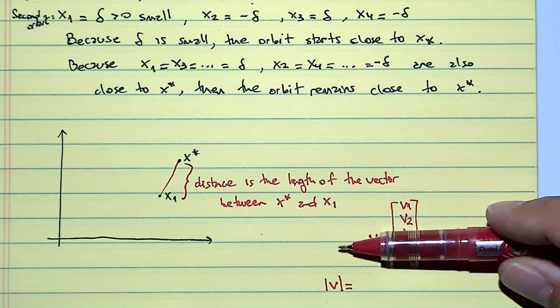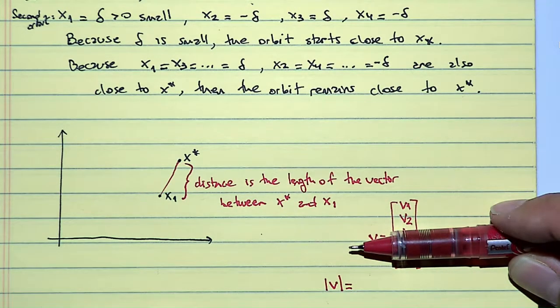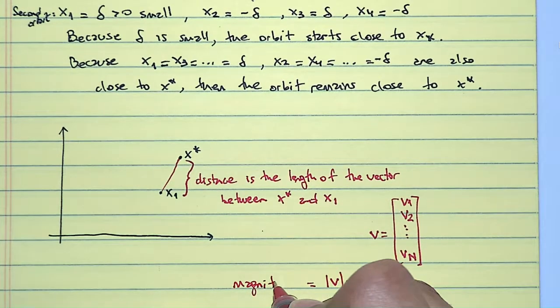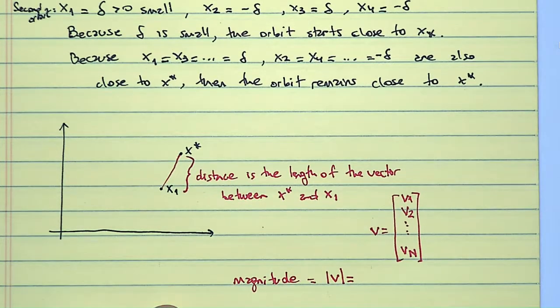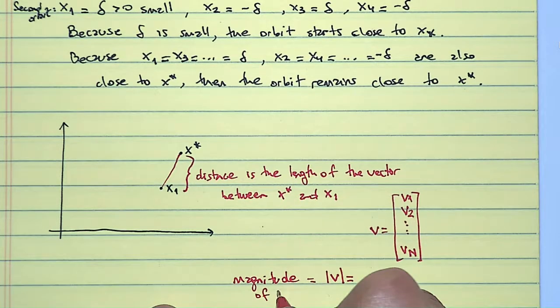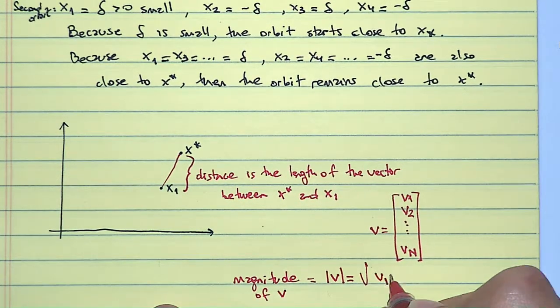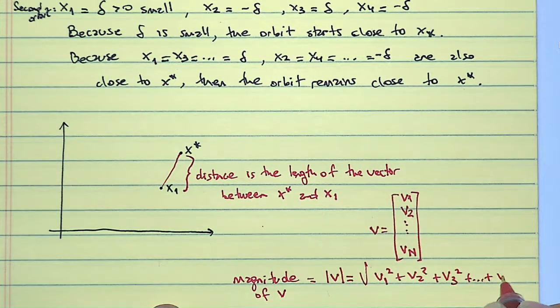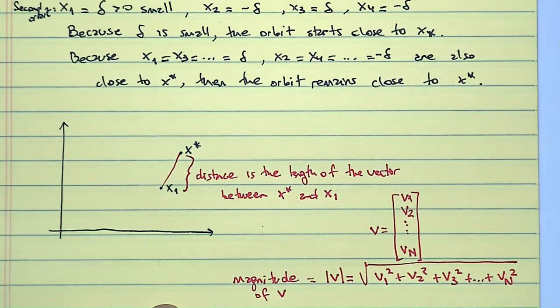I mean, you know this if you have only two, right? What is it? Square root. So this will be the magnitude, right? Of the vector v is the square root of v1 squared plus v2 squared. That's for a vector in two dimensions. And if you check what it is for n dimensions, it will be that. Okay?